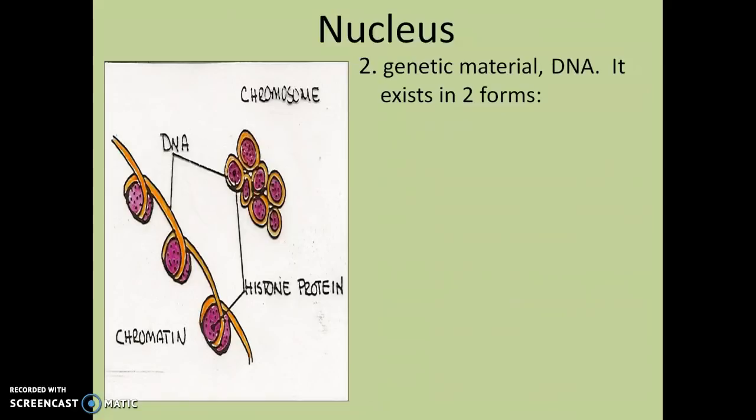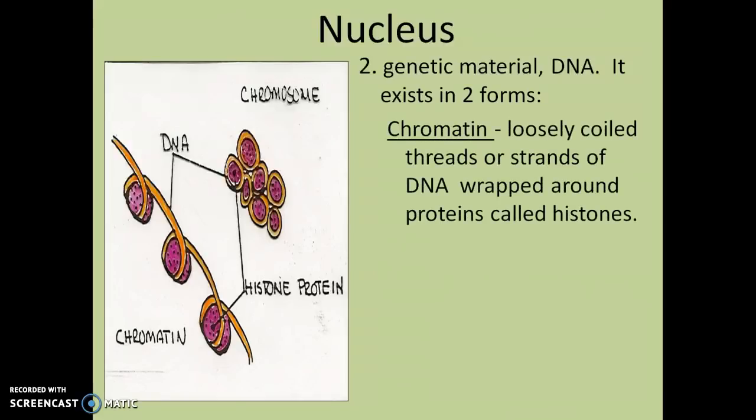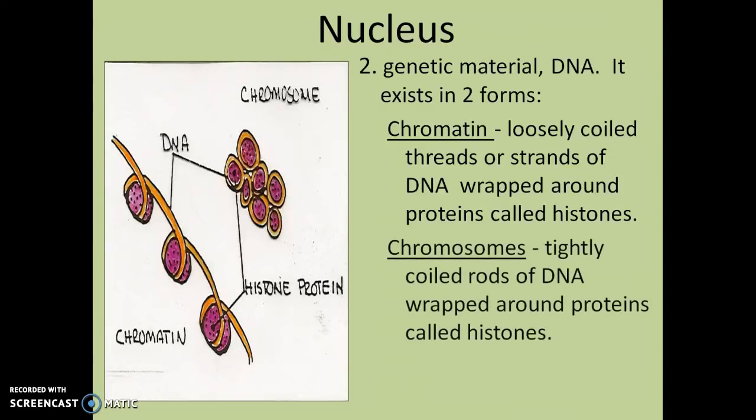The second thing that's inside the nucleus is genetic material, which is DNA, and that will exist in two forms. You've got chromatin, which is loosely coiled threads of DNA, and they're wrapped around proteins called histones, which you see here. The DNA would be the orange-yellow string, and you can see that the purple, these are the histones. You can see they're wrapped around these histones like a spool of thread, if you will. Then you have chromosomes, which are tightly coiled rods of DNA wrapped around proteins called histones. So they're very dense and compacted.